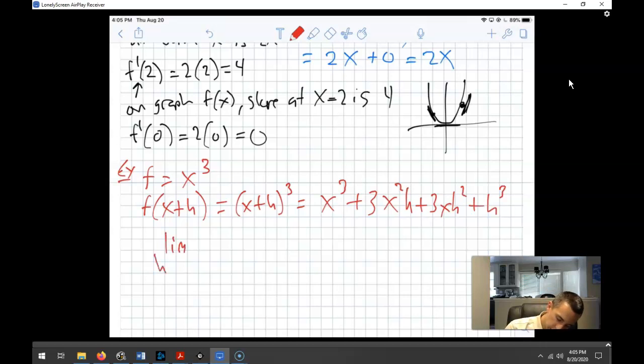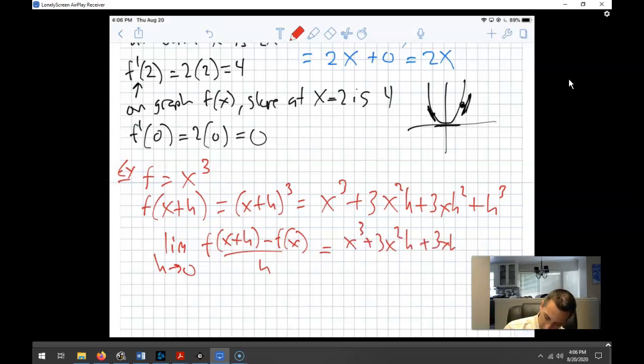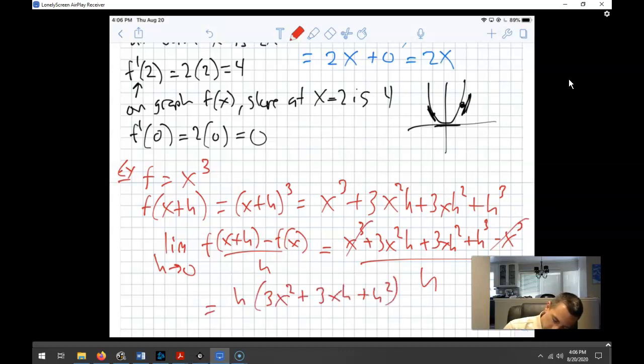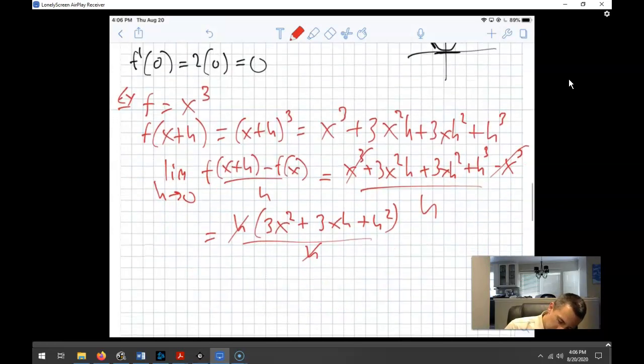So if you take your limit as h goes to 0 of f of x plus h minus f of x all over h, this becomes x cubed plus 3x squared h plus 3xh squared plus h cubed minus x cubed divided by h. Okay, these cancel. So we can factor out an h on top. Again, we have 3x squared plus 3xh plus h squared all over an h. Those cancel.